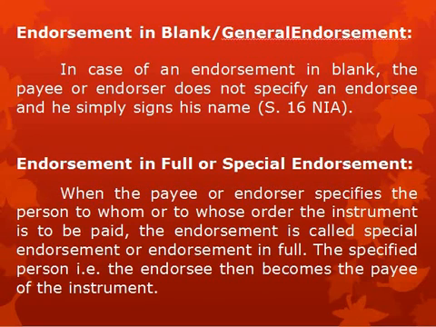Next one is endorsement in full or special endorsement. When the payee or endorser specifies the person to whom, or to whose order, the instrument is to be paid, the endorsement is called special endorsement or endorsement in full. The specified person, that is the endorsee, then becomes the payee of the instrument. So the name should be written in a clear manner without any spelling mistake. Then only it will be passed. That is the thing they are giving in the full and special endorsement.